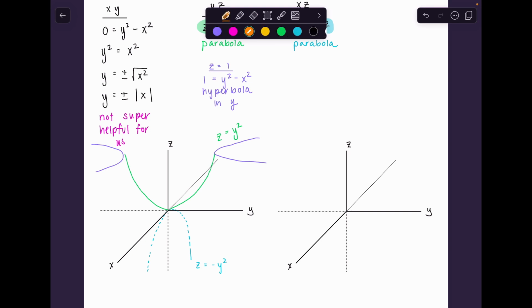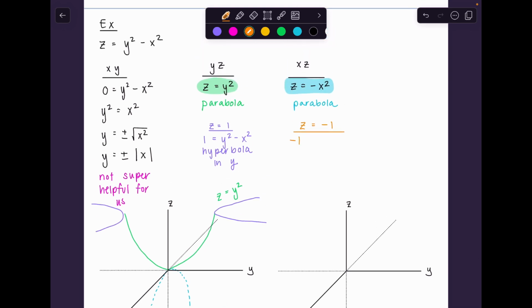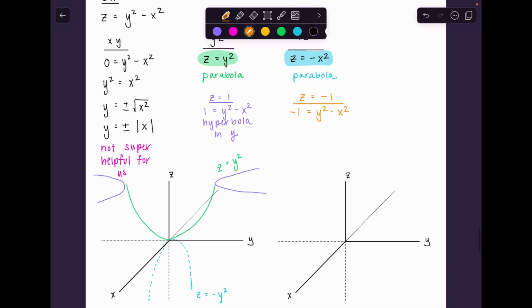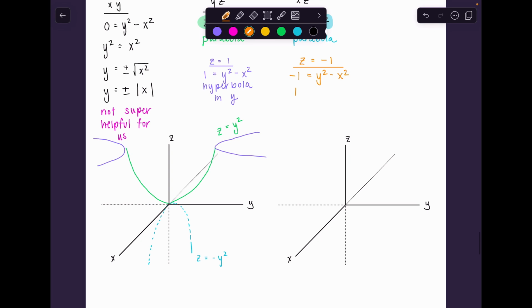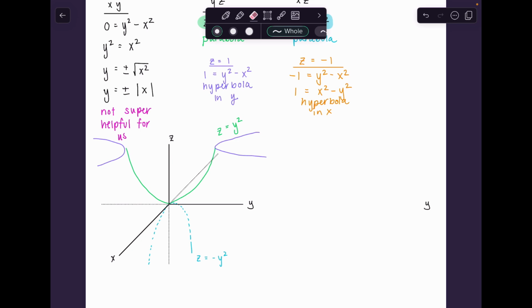Now let's try another value of z. Let's pick z to be negative 1. So plugging that in gives me negative 1 is equal to y squared minus x squared. Well, kind of looks like a hyperbola still, but let's go ahead and multiply by negative 1. So it just switches the direction of these. So this is also a hyperbola, but it's opening in the x direction instead. And now I no longer need this thing, so we're doing good.